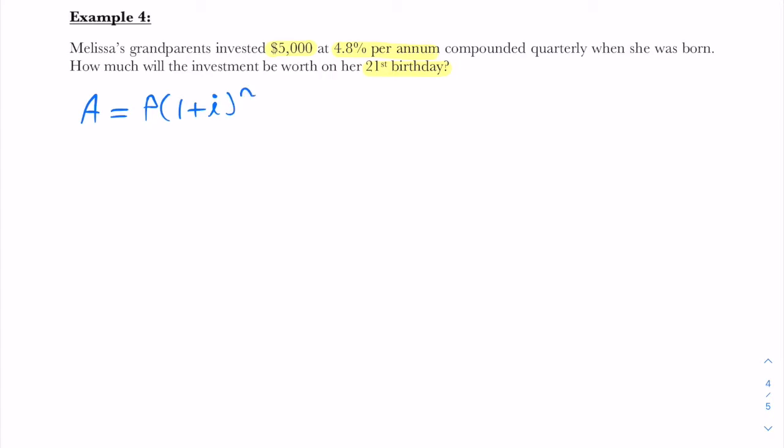Whenever I'm working out compound interest, I like to show some side work to get the interest per compounding period as well as the number of compounding periods. So the interest per compounding period, you take your annual interest rate of 4.8% and divide by the number of times interest is compounded per year. Since it's compounded quarterly, that's 4 times per year, and that'll give you an interest rate of 0.012. And in this case, this represents the interest per quarter.